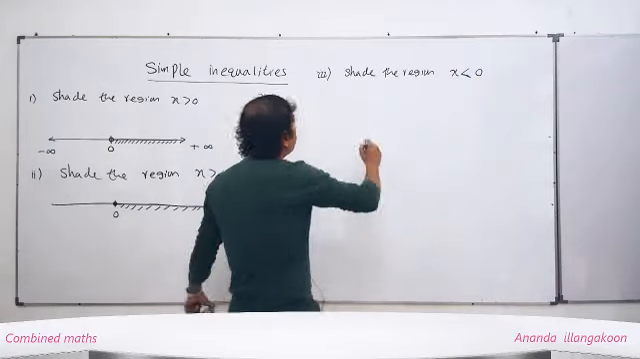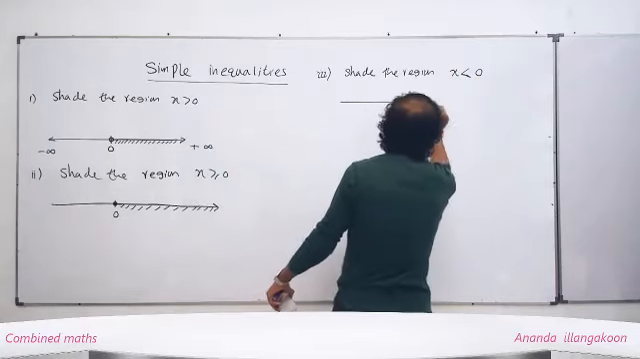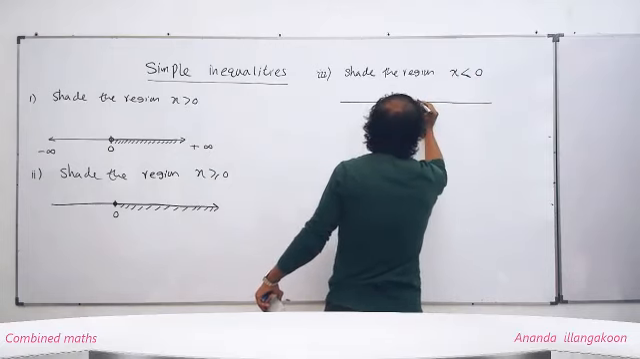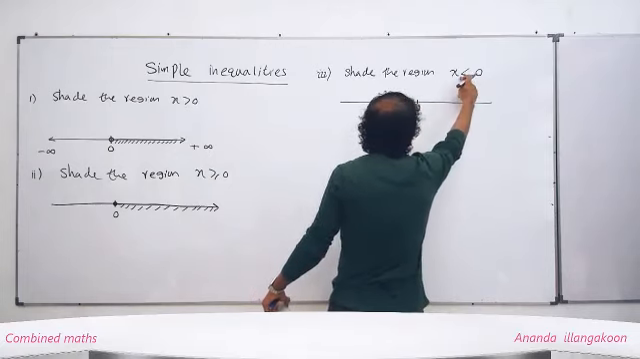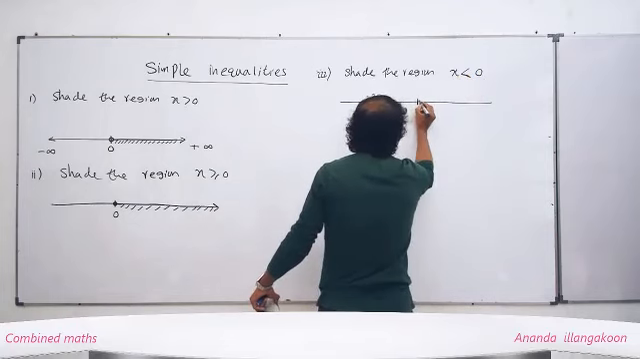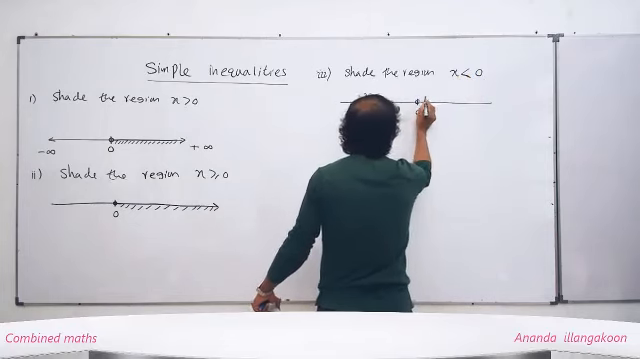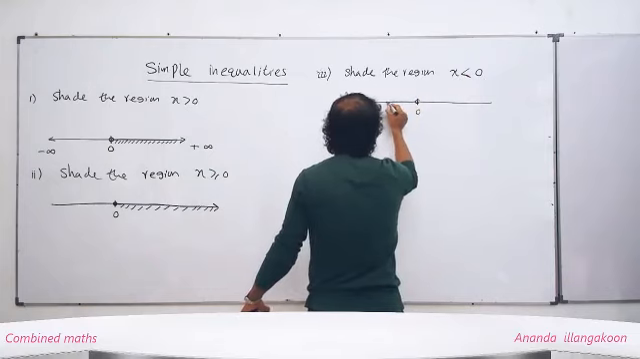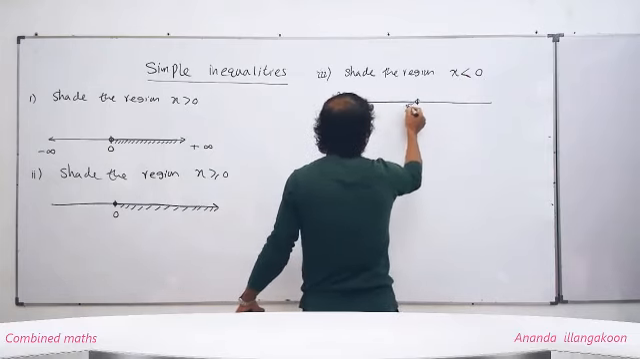So in this case, to shade the region, these numbers are available. We can mark here 0. Since here we don't have an equal sign, we have to exclude this 0, circle and don't color, and now we have to mark like this, right?